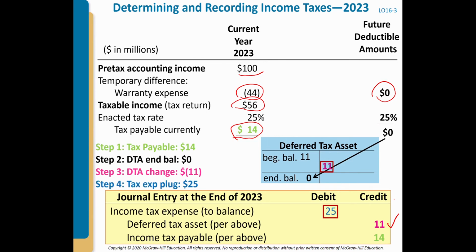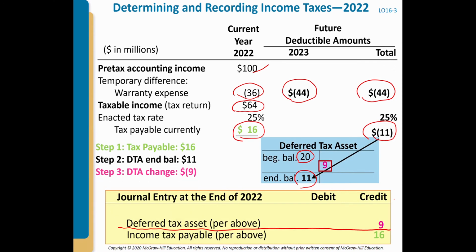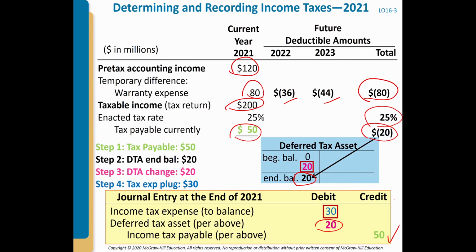Can you go back to the first entry? The 2021. Yeah, I'm a little confused. Okay, go ahead. The future deductible amounts of 80, that is from the current year warranty expense. Yes, because that's 80. It's adding the 36 and the 44. So you add those two, that will be 80.